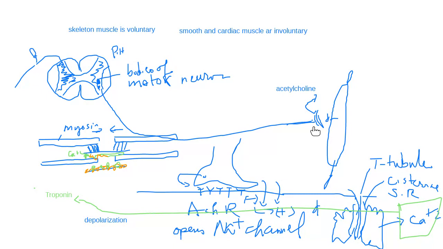Motor neuron releases acetylcholine. Acetylcholine binds to the cholinergic receptor, or acetylcholine receptor. Depolarization of the membrane goes down the T-tubule, communicates with the sarcoplasmic reticulum to release calcium. Calcium binds to troponin, pulls tropomyosin out of the way, and myosins bind to actin.